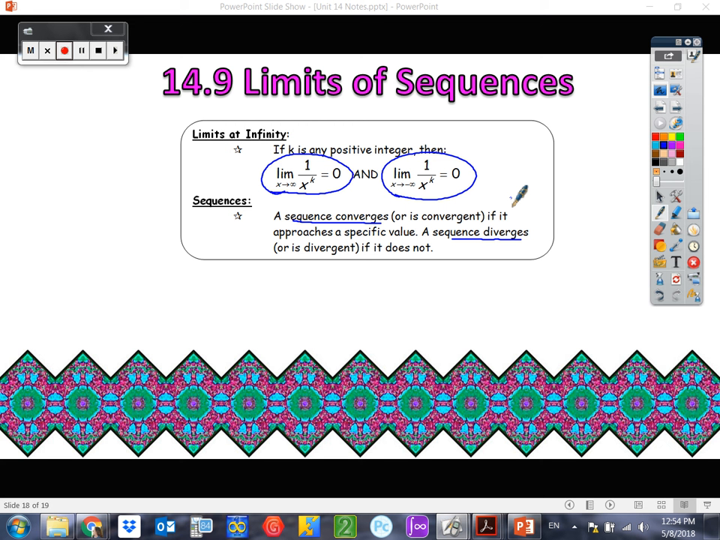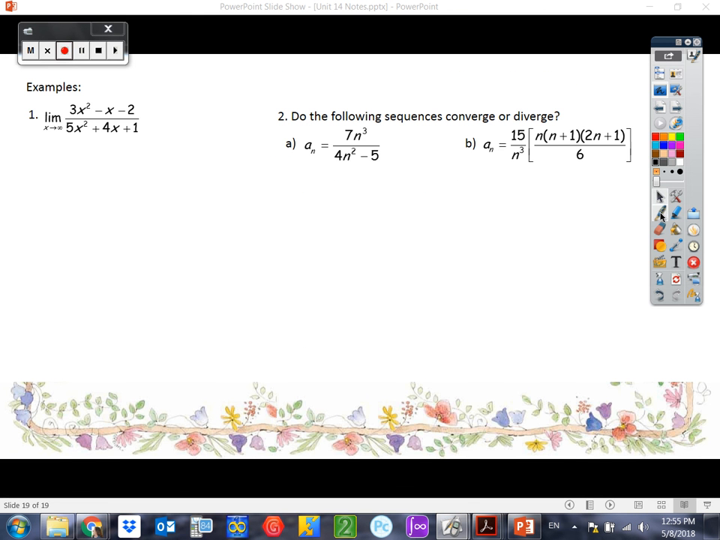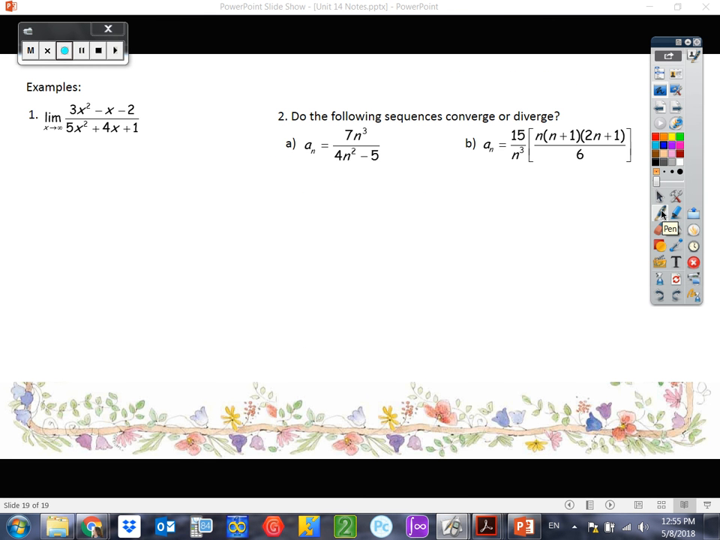And that's a concept that we're going to need today when we look at determining whether a sequence converges or diverges. Because what we're going to do is take the limit as n goes to infinity. That's how we determine whether a sequence converges or diverges. Alright, so let's look at that. Let's do some examples.